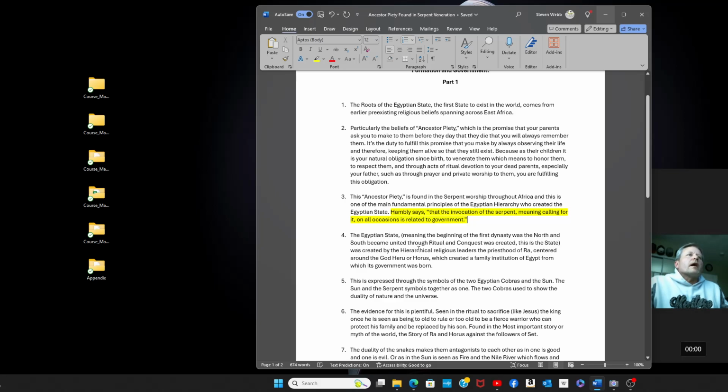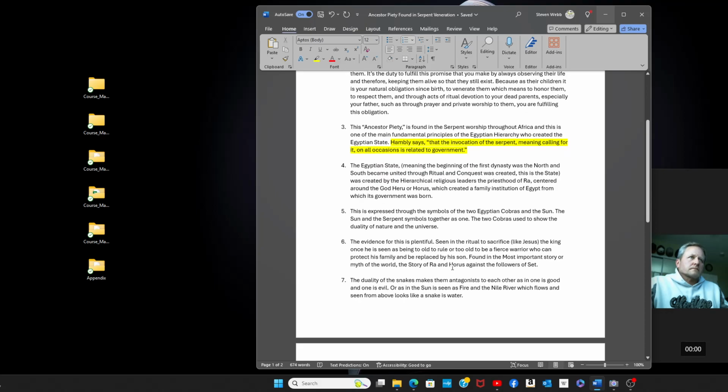It was created by the hierarchical religious leaders, the priesthood of Ra, and centered around the god Heru or Horus, which created the family institution of Egypt from which its government was born. This is expressed through the symbols of the two Egyptian cobras and the sun. The sun and the serpent symbols together as one. The two cobras used are to show the duality of nature and the universe.